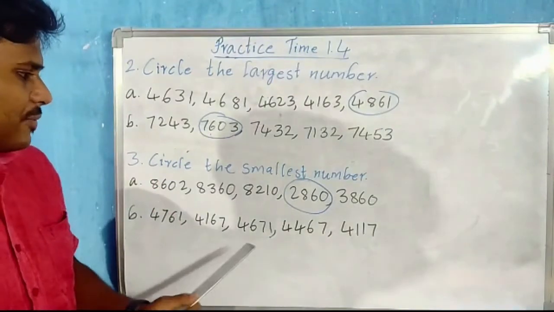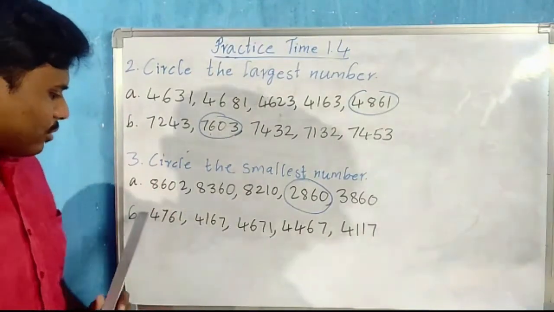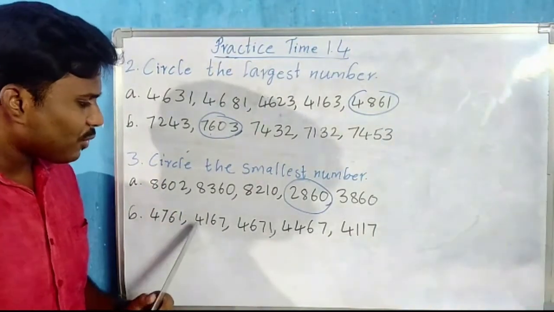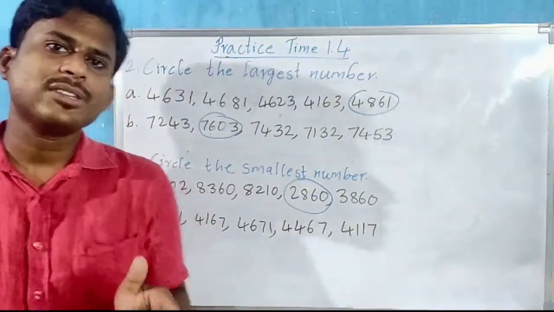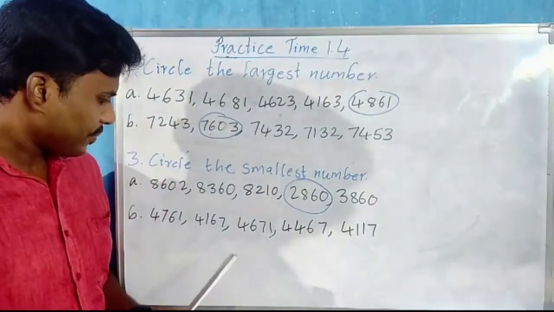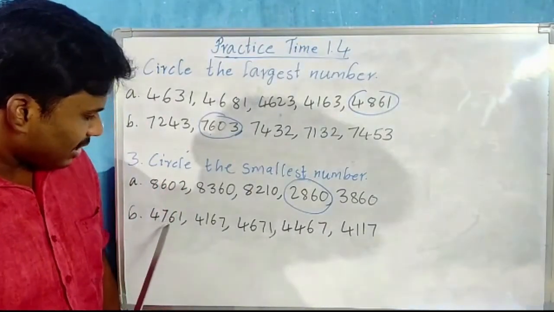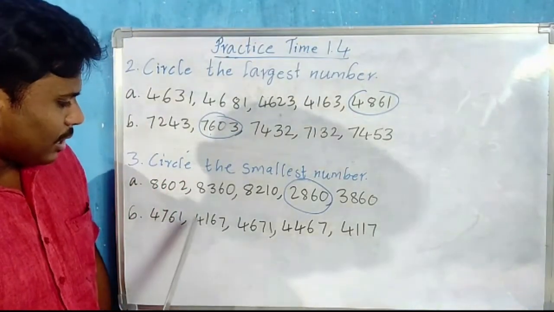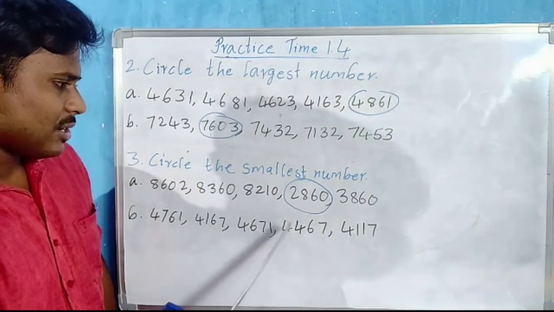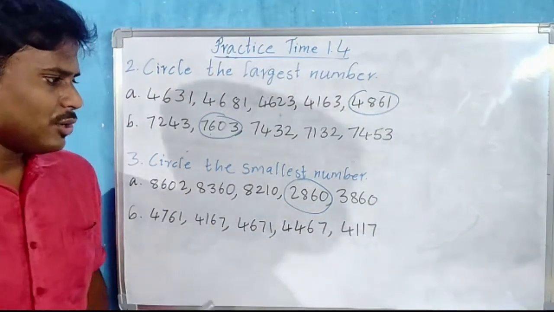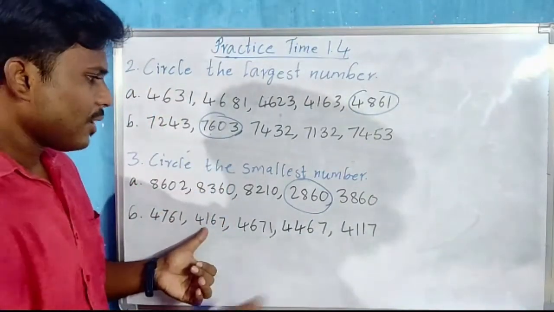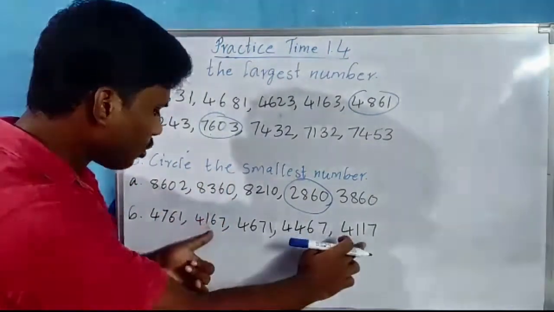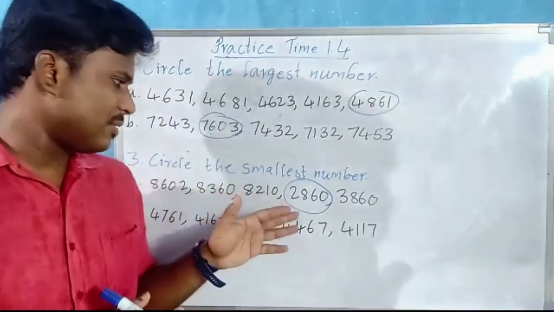Now go for this question. Smallest number now. Thousands place: 4, 4, 4, 4 and 4. All the thousands places are filled with 4. So what do we have to do? Go for the hundreds place here: 7, 1, 6, 4, 1. Out of this we got two smallest digits, 1 and 1. We have to look only at these because we need the smallest number.